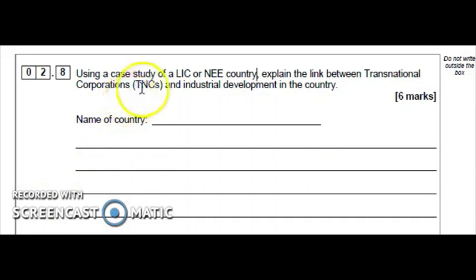2.8. Using a case study of an LIC or NEE country, explain the link between transnational corporations or TNCs and industrial development in the country. So our case study is Nigeria. The global company that's there is the energy firm called Shell. So we're going to have to explain what Shell are doing there and the impact that has had. So in terms of the importance of oil, 75% of Nigeria's economy is based on it, and most of the oil is found in and around the Niger River.